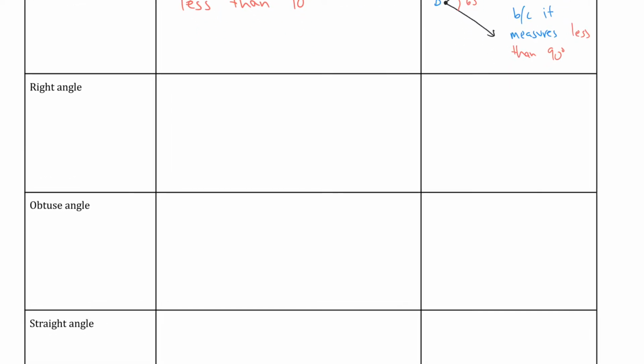All right, I'm going to skip right angle for a moment, and we are going to jump straight into an obtuse angle. Now, an obtuse angle is the exact opposite of an acute angle. So if an acute angle measures less than 90 degrees, then an obtuse angle is an angle that measures more than 90 degrees.